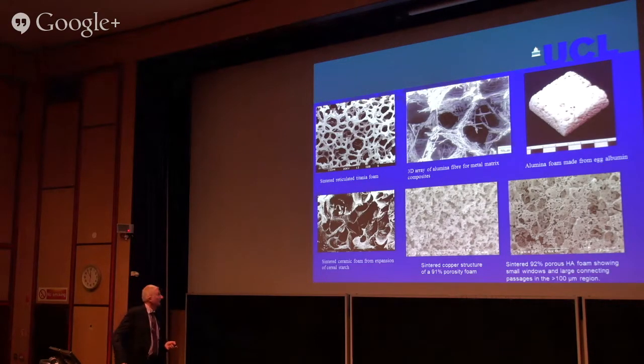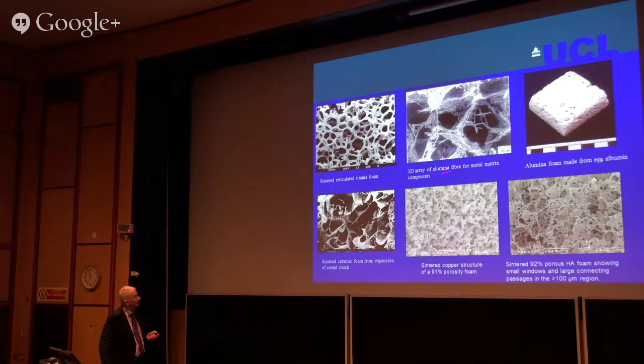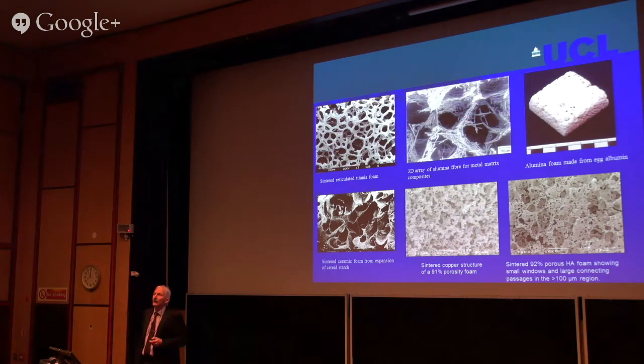So this is a titanium foam. The change of state is by polymerization. This is a fiber foam from metal matrix composites. The change of state is also polymerization. This foam is alumina and it's made using egg white, and the change of state is denaturing the protein by heating. This foam here is an alumina foam.